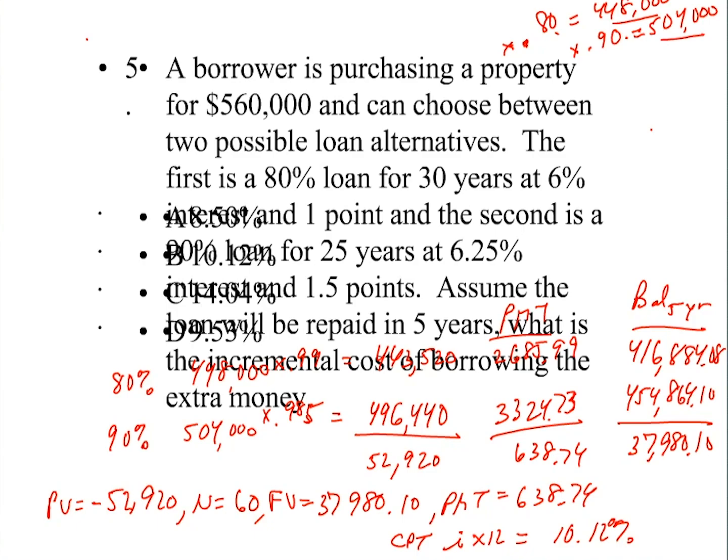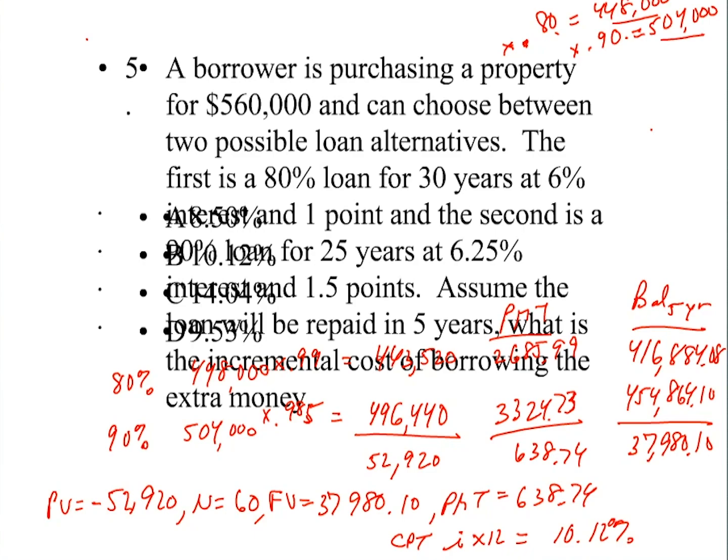And then for the 90% loan, we'd get $3,324.73 for 20 more years at 6.25 divided by 12, and the future value 0, and we compute the present value there, and that's $454,864.10. So the difference between the balances in the 5th year is $37,980.